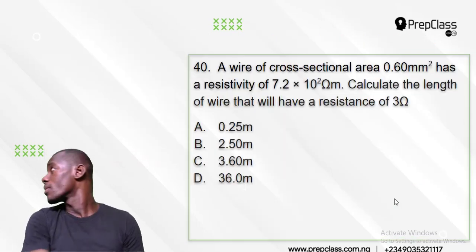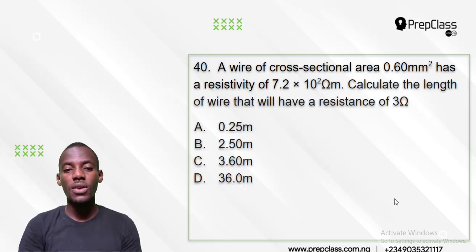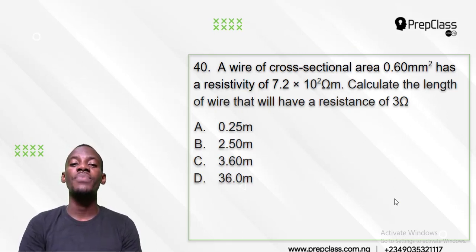Now to number 40. A wire of cross-sectional area 0.6 millimeter has a resistivity of 7.2 times 10⁻² ohm meter. Calculate the length of the wire which has a resistance of 3 ohms.